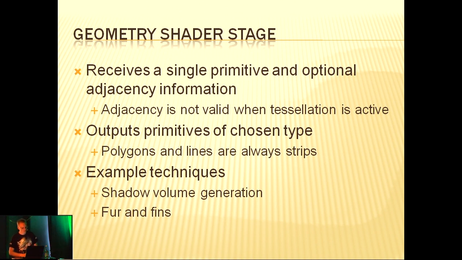The outputs are primitives of a chosen type. They're always strips, so whenever you generate triangles, you're going to generate triangle strips. Example techniques are, for instance, fur that you can generate, and shadow volumes.